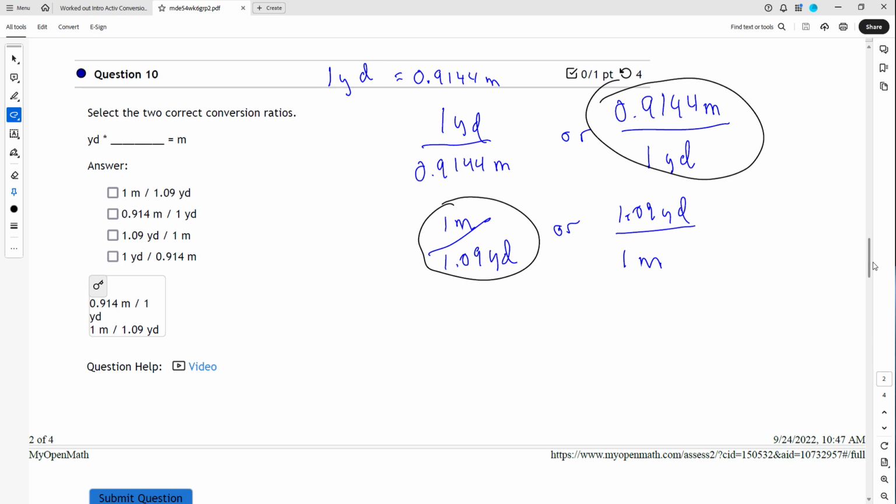This one here, they're asking us to select the best to correct conversion ratios. When I'm converting yards to meters, you want to create a cancellation so that yards is going to be in the bottom. Okay. And there's a relationship there. So yards will be on the bottom, and there's one there. And then the other one would be this one here.